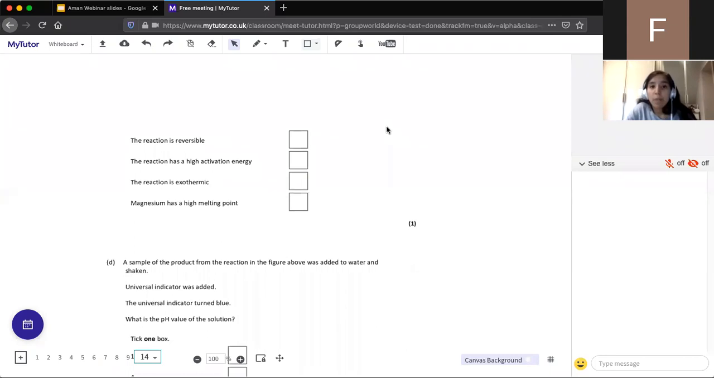Okay, so most people are saying high activation energy. Brilliant. Someone's saying it's not melting point because magnesium is not melting. Good answer, but not quite. So yes, it's high activation energy. And the reason it's not high melting point is because most metals need energy to melt. But the fact that we've added energy doesn't tell us that it has a high melting point.